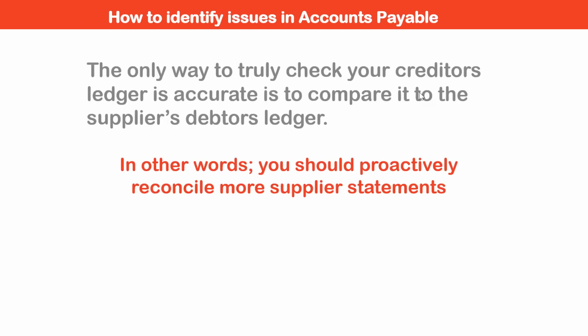If I'm going to summarize it, how do you actually identify these issues in accounts payable, with all the checks and all the processes that you've got in place, that we've discussed already? The only true way to check that your creditor's ledger is accurate is to compare it to the supplier's debtor's ledger. In other words, you should all be reconciling more supplier statements, and ideally you should be doing it proactively so that you identify the issues and get them resolved before they become bigger problems.